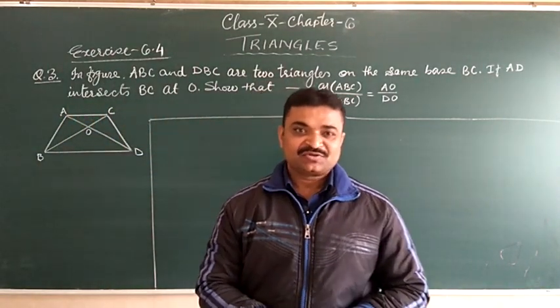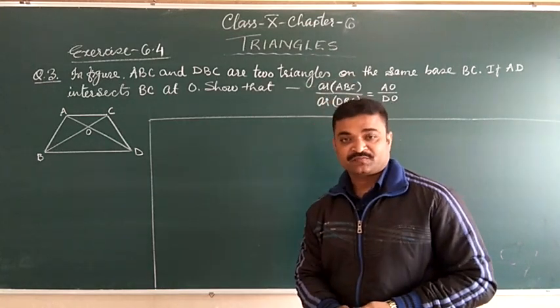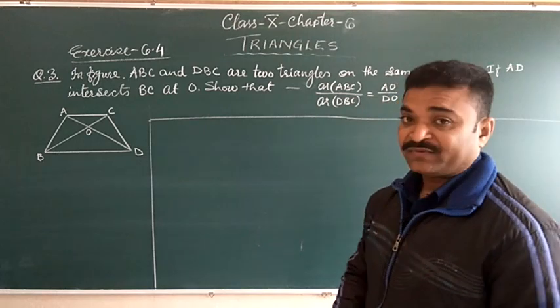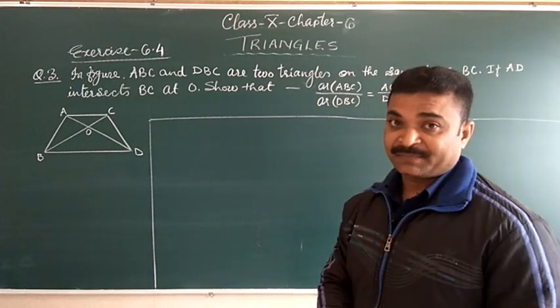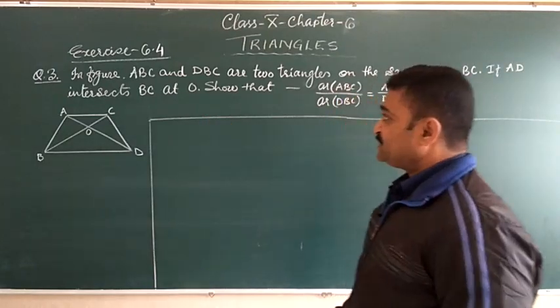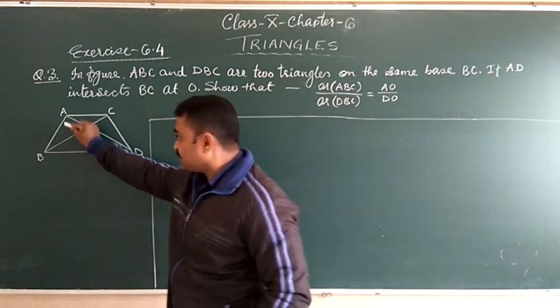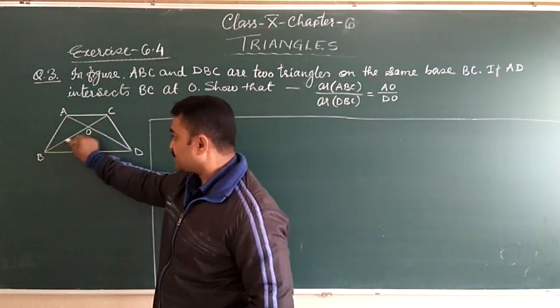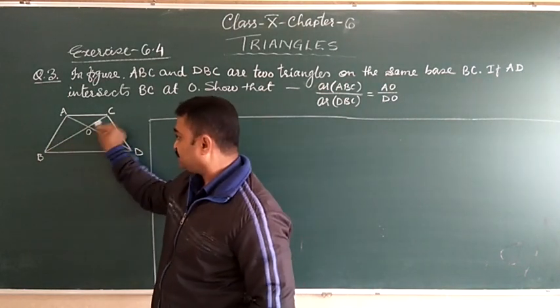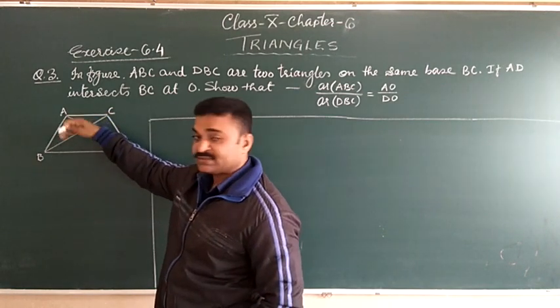Students, now we are going to solve question number 3 of exercise 6.4. In this question, we are given a figure like a trapezium. In this figure, ABC and DBC are two triangles drawn on the same base BC. See, it is ABC, base is BC, and DBC, again base is BC. Means on the base BC, two triangles are drawn.